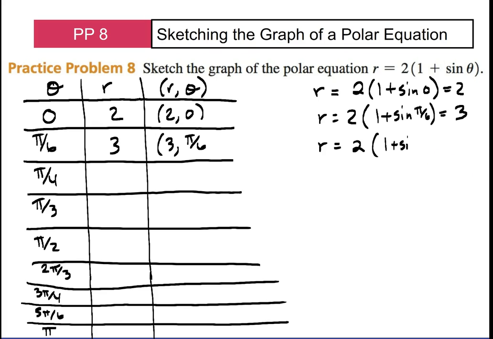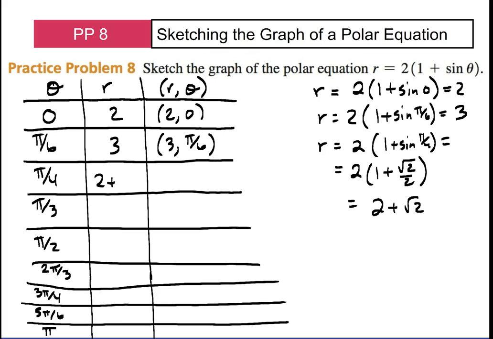Keep on going here. Now the next one is pi over 4. Sine of pi over 4 is square root of 2 over 2. Sorry, I forgot the parenthesis there on that previous coordinate. So there it is. So this is going to be 2 times 1 plus root 2 over 2. And this one you may want to simplify this way: let's just distribute the 2. That's probably the easiest way to simplify. 2 times 1 is 2. 2 times this, it cancels off the 2, so you're just left with square root of 2. So I'd write 2 plus root 2.